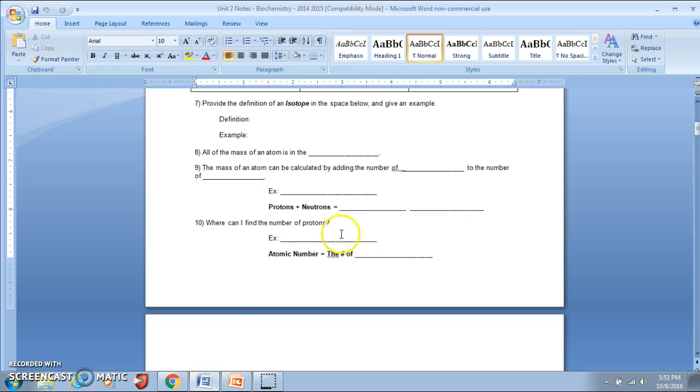So we are going to fill in the definition of an isotope for number 7, and the example we gave was carbon-12 and carbon-14. You may want to explain that carbon-12 has 6 neutrons, carbon-14 has 8 neutrons, and they both have 6 protons. When we add the protons and neutrons together, we're going to get the numbers 12 and 14. That's called the atomic mass, which we'll talk about in just a minute.